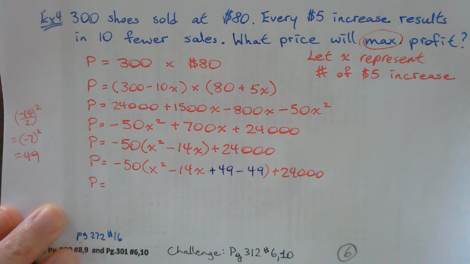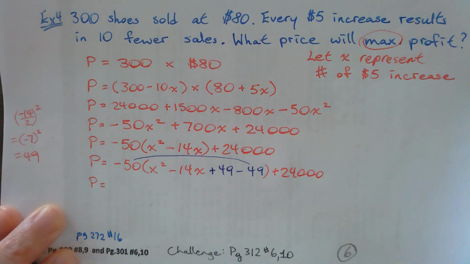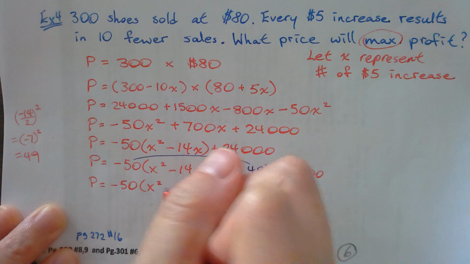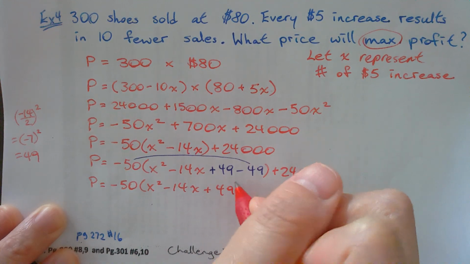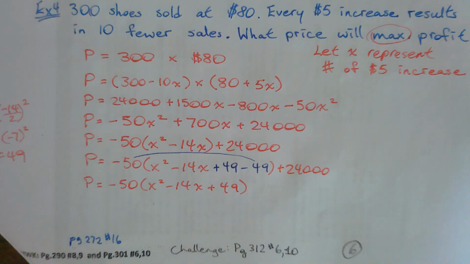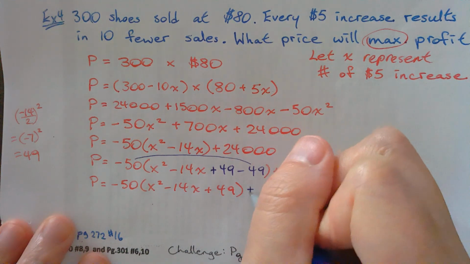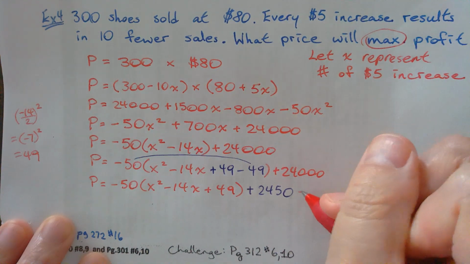Next step. You have to multiply negative 50 by negative 49. Perfect. Good job. Don't forget this step. I have to bring it out. So negative 50 x squared minus 14x plus 49. When I bring it out, 50 times 49, it's a positive 2450. Plus 24,000.